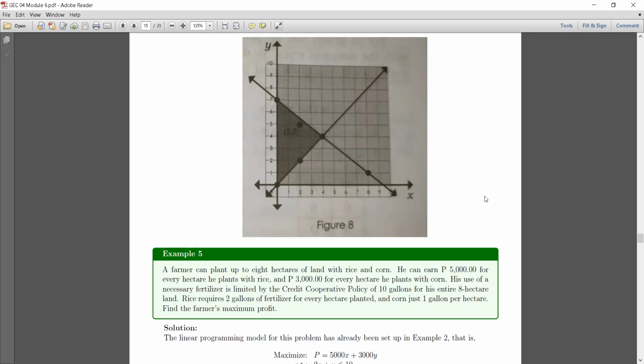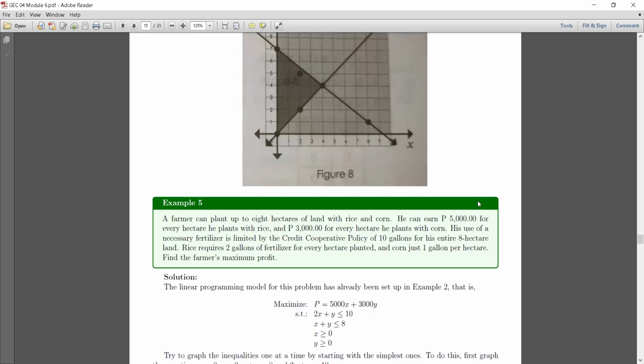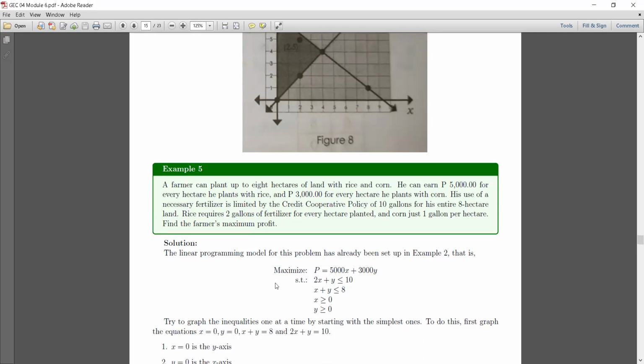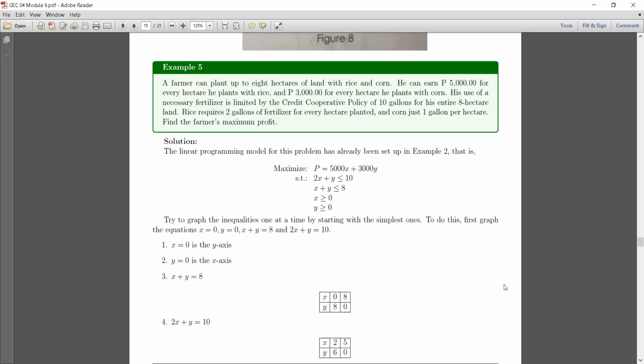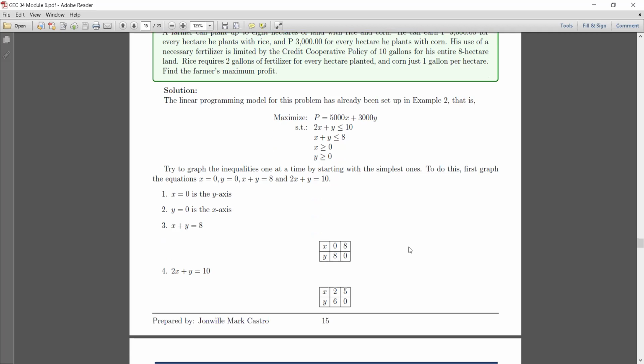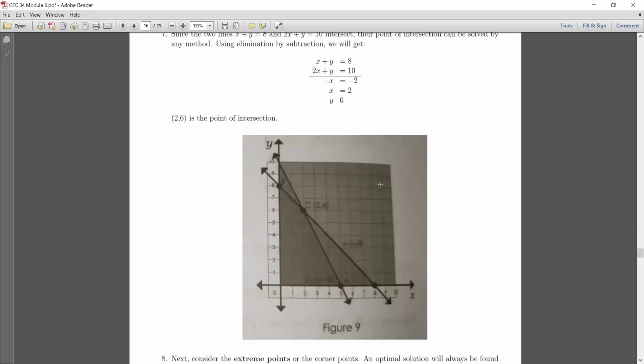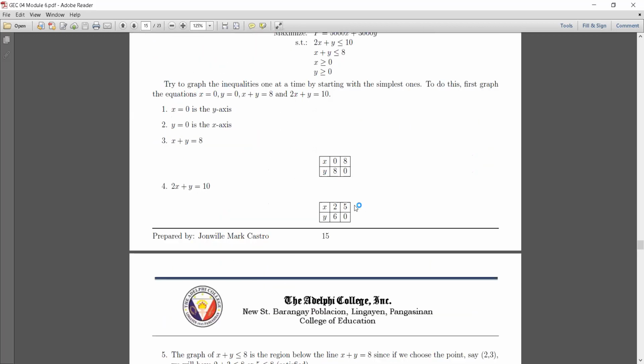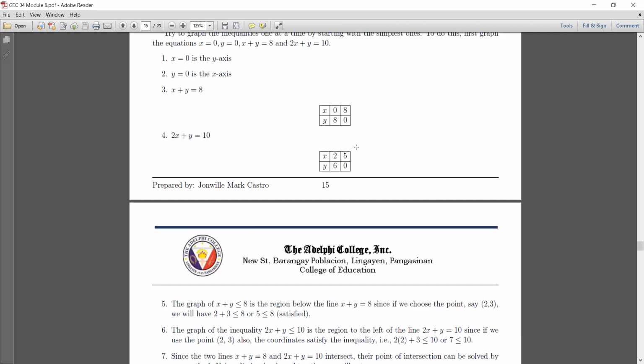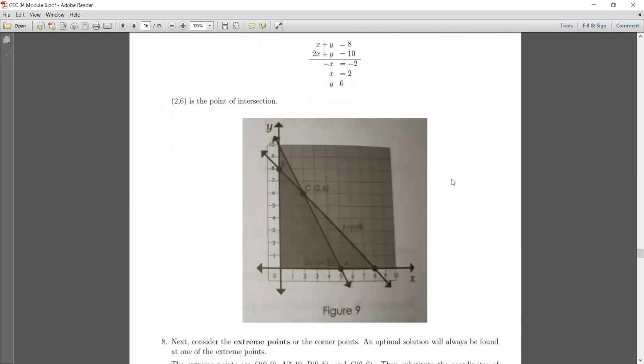So, proceed tayo ngayon sa example na solve na natin yung LP problem. So, yung example natin dito is yung example natin kanina, yung sa rice and corn. So, meron na tayong LP model dito. So, now, i-graph natin siya. So, kapag graph natin yung mga equations natin, makukuha natin to. So, first, si x plus y equals 8. So, nasan si x plus y equals 8. Tayo ng ibang kulay. So, ito si x plus y equals 8.